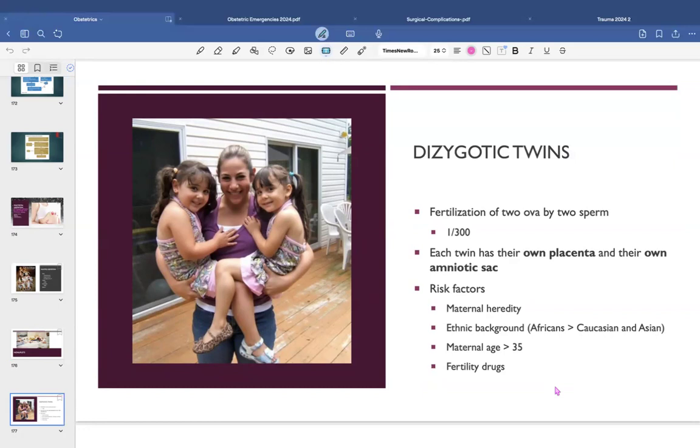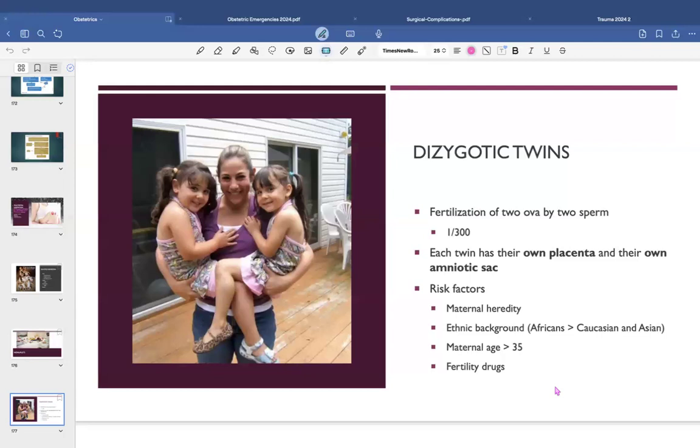Risk factors: maternal heredity, ethnic backgrounds, things that happen more in Africans versus Caucasians and Asians, maternal age over 35, and of course fertility drugs. So dizygotic, think diverse, they look different, fraternal, okay? They've got their own placenta, own amniotic sac.